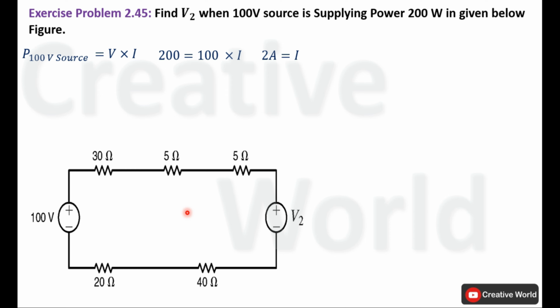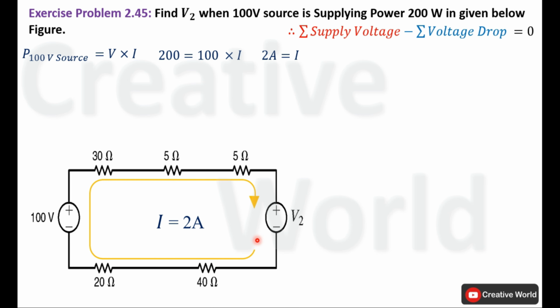Now we have calculated the value of current, that is 2 ampere, and also identified the direction of current, that is clockwise direction. We will start solving this problem using KVL because this is a closed loop circuit and we are interested to calculate the value of voltage as well. So we will use Kirchhoff's voltage law to solve this problem. Before using Kirchhoff's voltage law, our first step is to identify the direction of current along with its magnitude. In this case, we already have identified the magnitude of current, that is 2 ampere, and also the direction of current, that is clockwise direction.